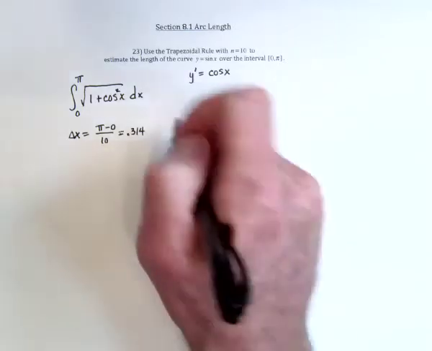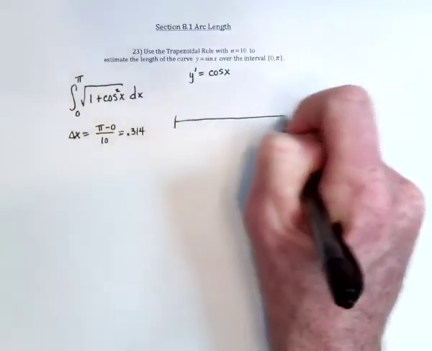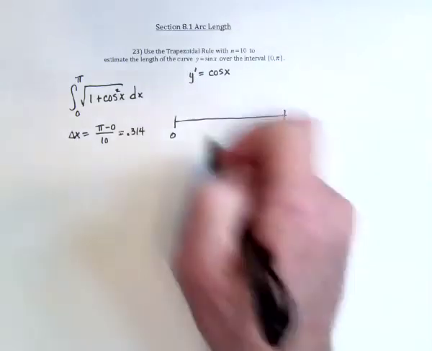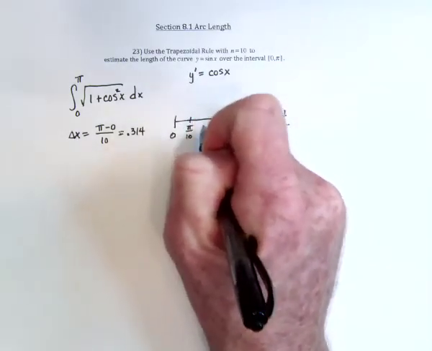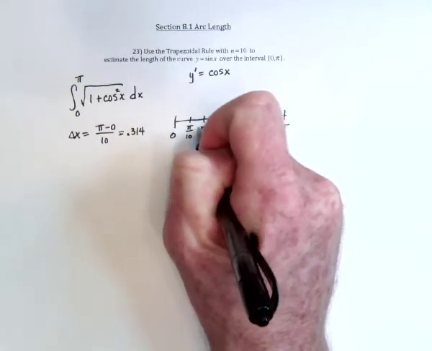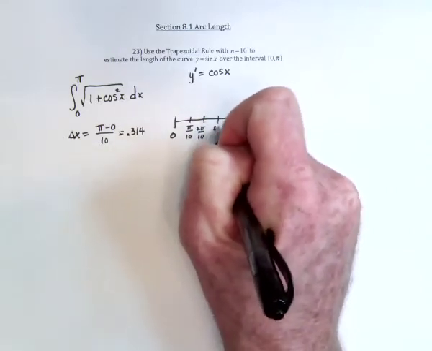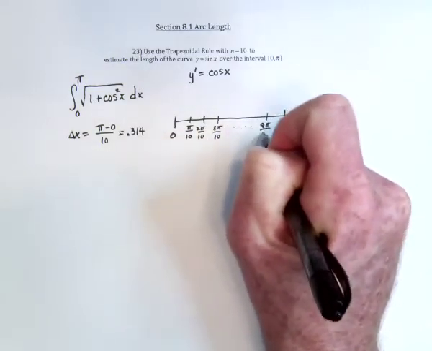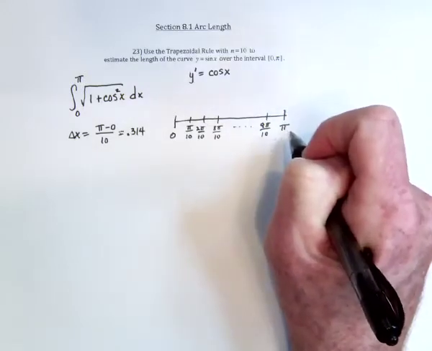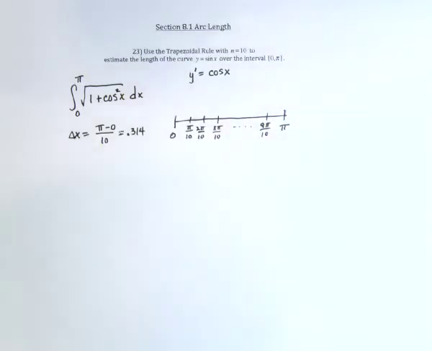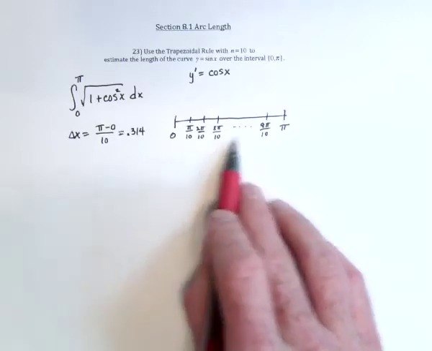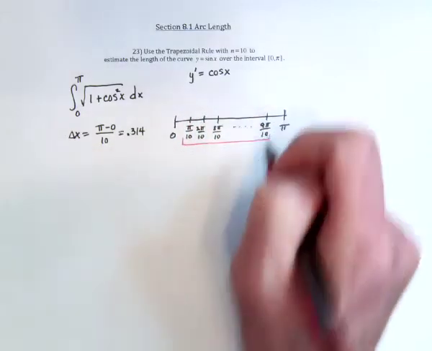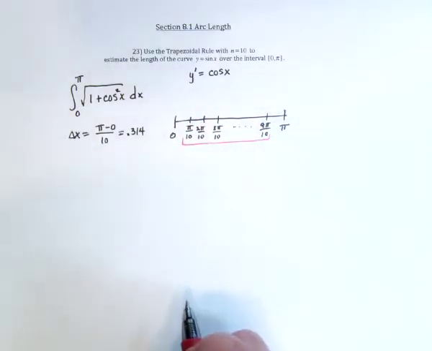Then we say, all right, take the interval that goes from 0 to pi, and we've broken this into 10 pieces. So this would be pi over 10, then 2 pi over 10, and then 3 pi over 10, etc., until you get over here to 9 pi over 10. And then that, of course, would be 10 pi over 10. With the trapezoidal rule, we substitute all of these values into the function.